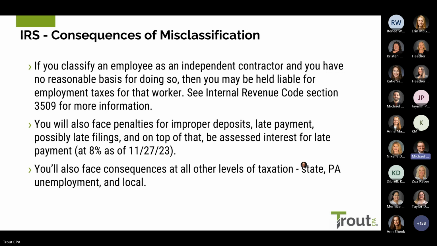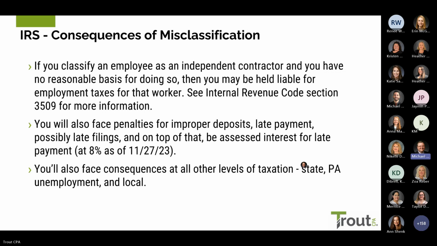So what are the consequences of not properly classifying employees? If the business is supposed to treat someone as an employee and they're not, the business can be held responsible for the employer portion of the employment taxes for that worker. In addition, the businesses can face penalties for improper deposits, late payment, possibly late filings of returns if they never filed before. And on top of all that, they can be assessed interest on all those taxes, which at the moment is at 8%. It's not cheap anymore to not pay the IRS. Used to be under 2%.